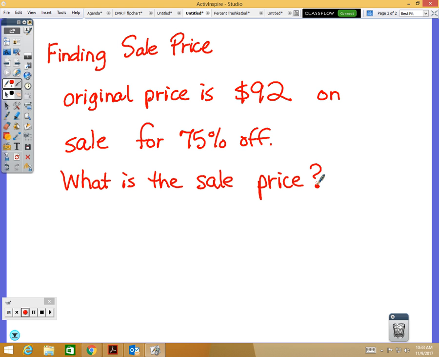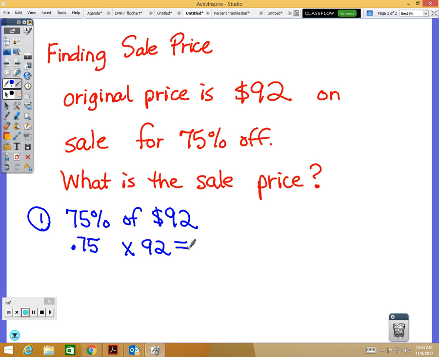So again, we have 2 steps that we need to complete. The first step is we're going to find the percent of the original price. So I'm going to do 75% of $92. How would I do 75% of $92? How would I put that in my calculator? 0.75 times 92. So everyone should have a calculator and can do that. What is it? $69.